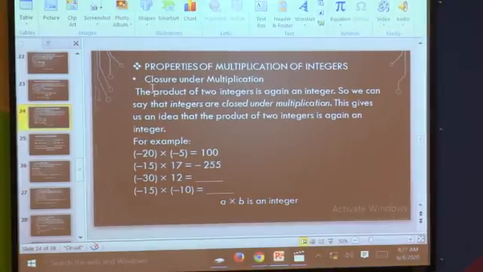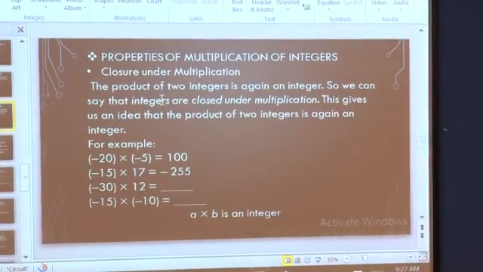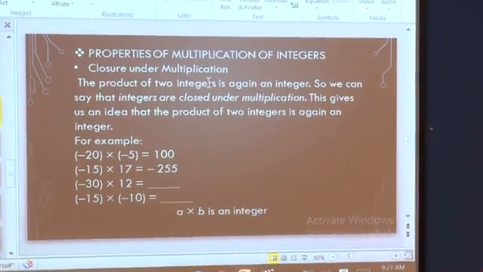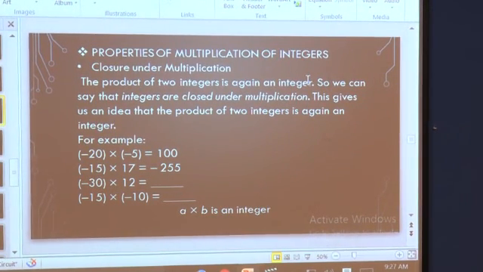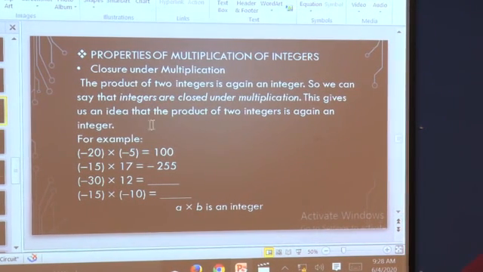Now, first is closure under multiplication. The product of two integers, product again you know is multiplication, is again an integer. Yes, when you multiply two integers we get an integer. So we can say that the integers are closed under multiplication. Similarly, we learned about addition and subtraction, they are also closed under addition and subtraction.